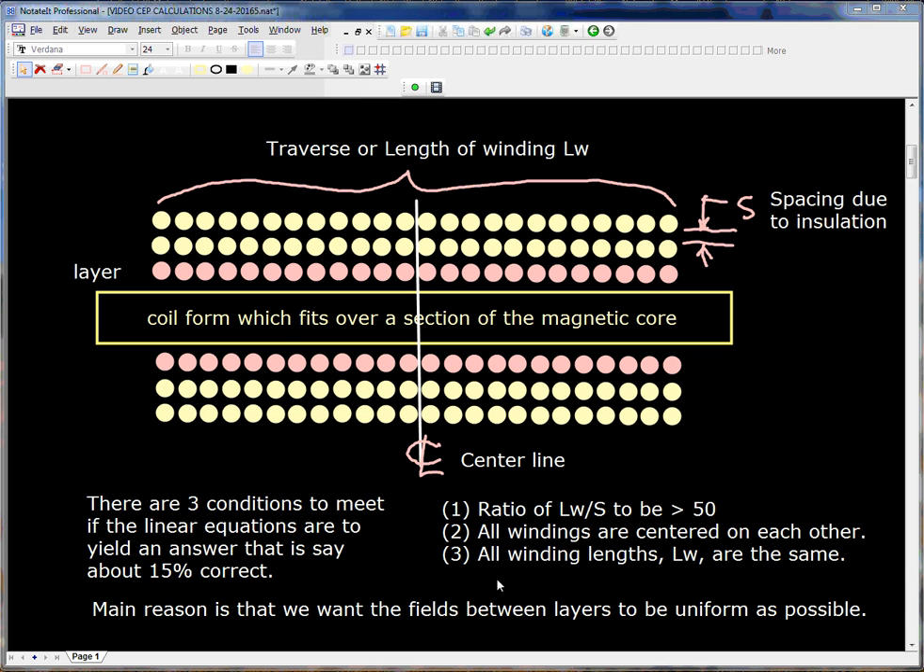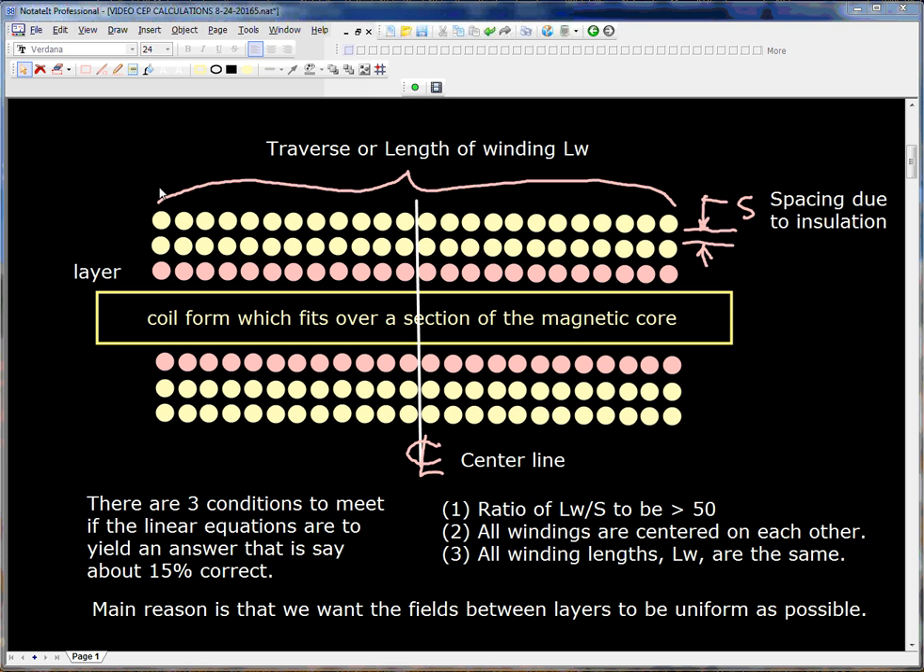Number 2, all windings are centered on each other. That means if you look at the center of this layer, it should be centered on the center line. All layers should be centered on that central line. Number 3, all winding lengths, LW, are the same.